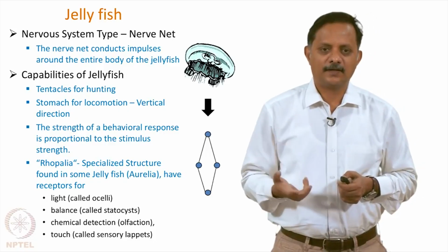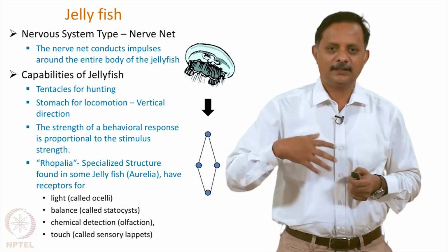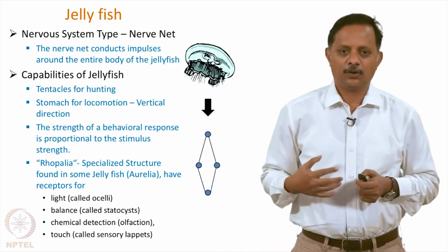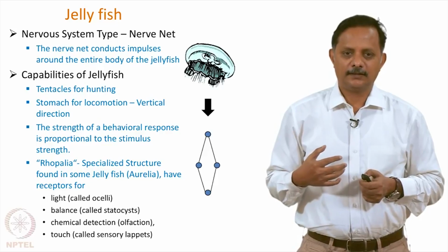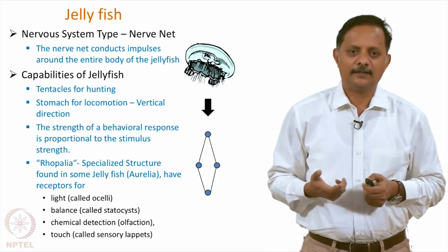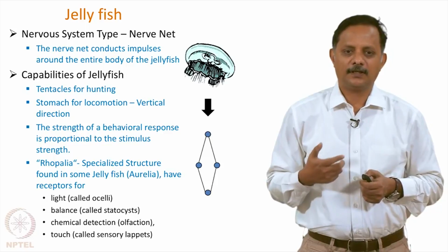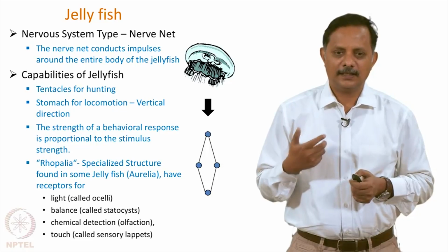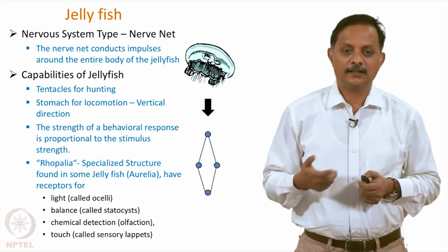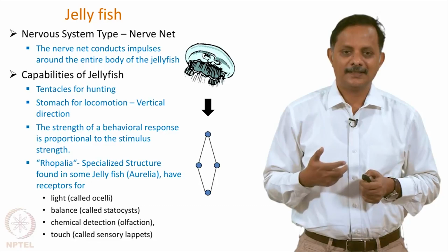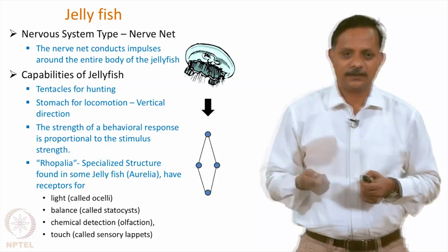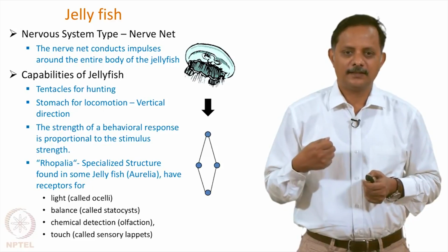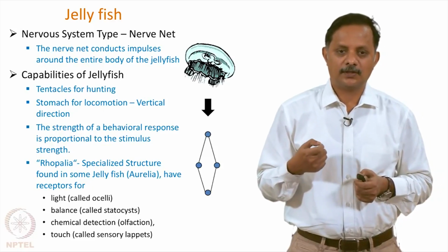It has tentacles for hunting, and it uses vibrations of the stomach for locomotion, for vertical locomotion, and it has structures called rhopalia, which act like sensory organs. So, they can sense, and then they have light sensing structures called ocelli, and they can sense balance through what are called statocysts. They can detect chemicals. So, they have some primitive kind of olfaction, and they can sense touch through structures called lappets.